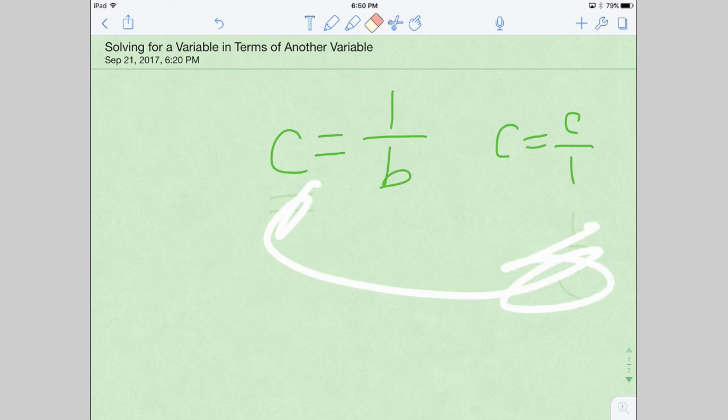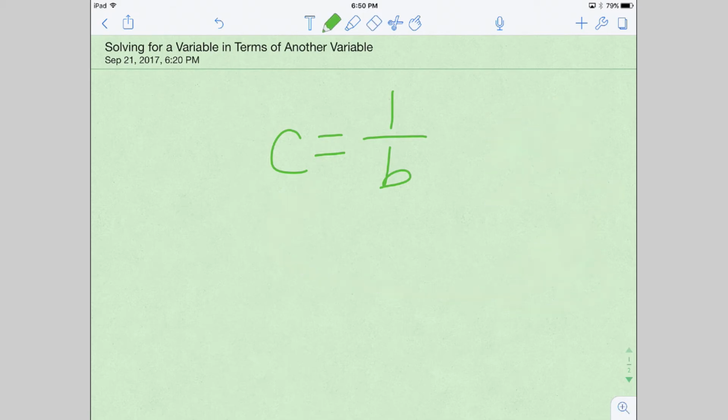So if I wanted to take the reciprocal of both sides, then guess what I would get? C is basically c over 1, so it becomes 1 over c. 1 over b becomes b over 1. Anything divided by 1 is just itself. Boom, that's it. That's all you have to do. Nice and simple there. So b equals 1 over c.